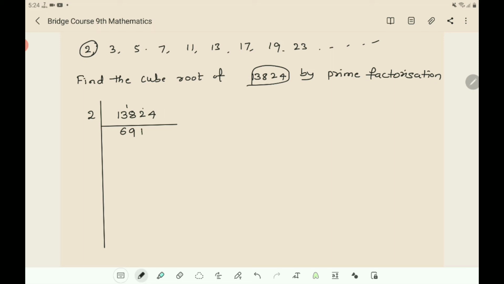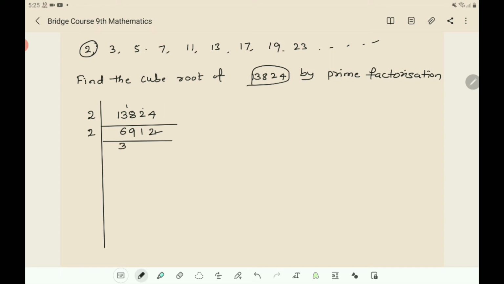2 1s are 2, 2 2s are 4. Again try to divide by 2. Yes, it is divisible by 2. Then you divide it by 2. You take 6. First you take 2 3s are 6.